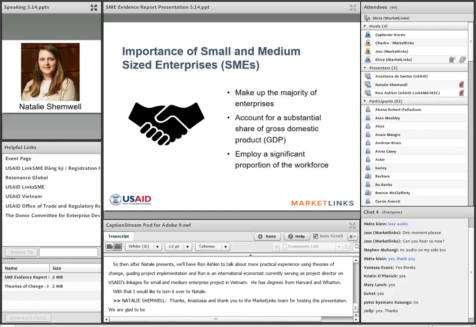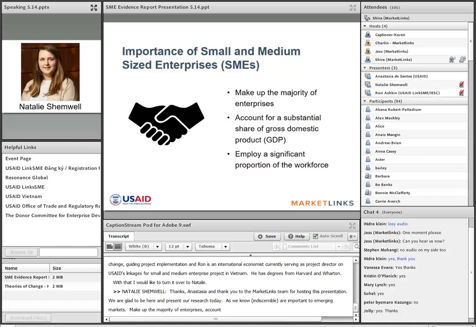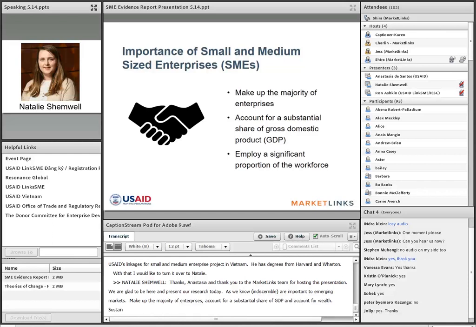So as we know, SMEs are extremely important to the economies of emerging markets. They make up the majority of enterprises, account for a substantial share of GDP, and employ a significant portion of the workforce. So sustainable economic growth and job creation in emerging markets can rely heavily on a competitive and robust SME ecosystem.